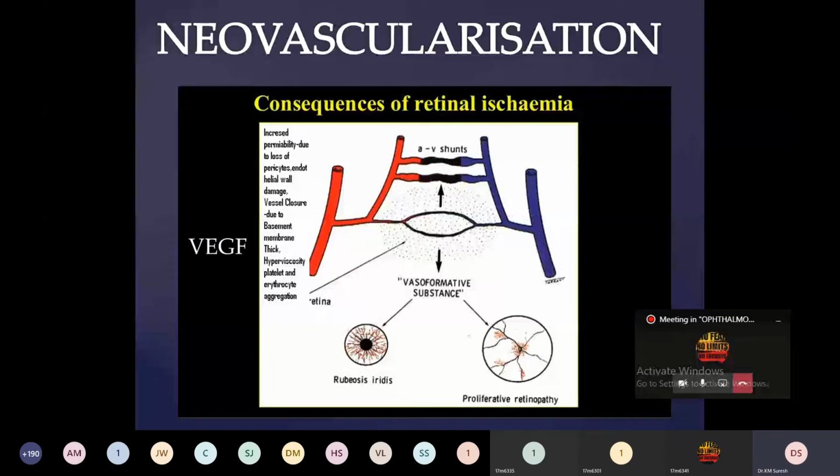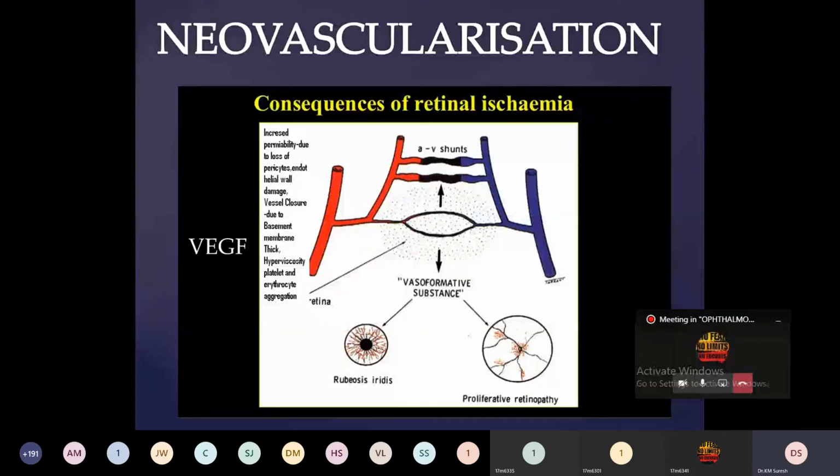So whenever you are treating a case of diabetic retinopathy, prevention of diabetic retinopathy changes is very important. Hence you should know the earliest changes of diabetic retinopathy and try to treat it in its early stages to avoid various dreaded complications.